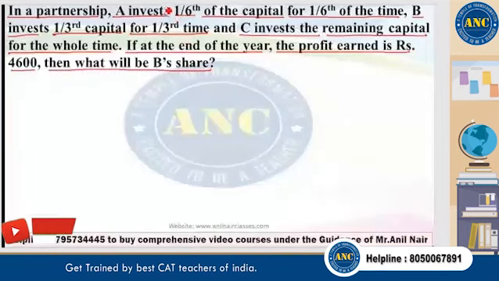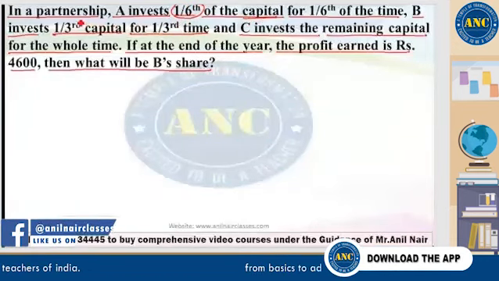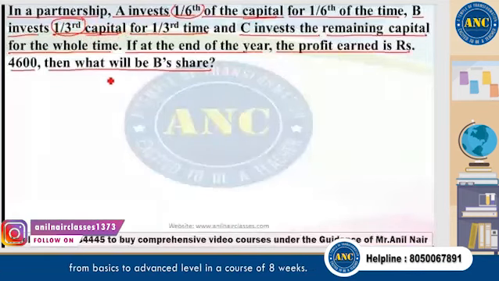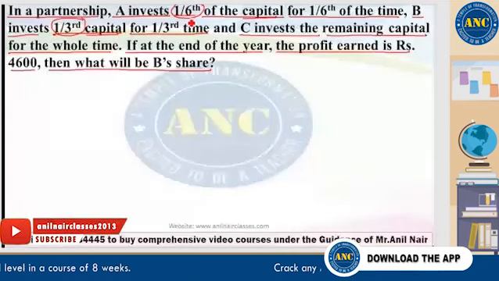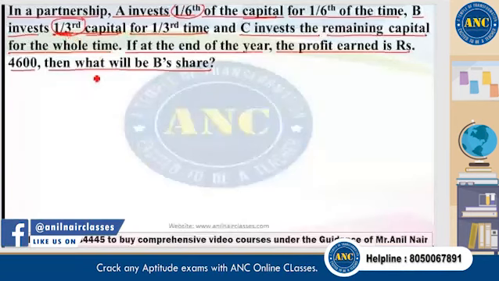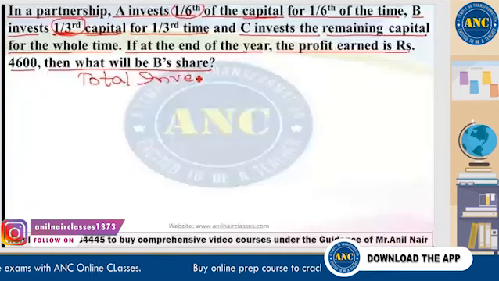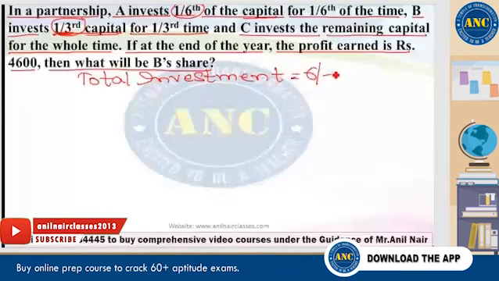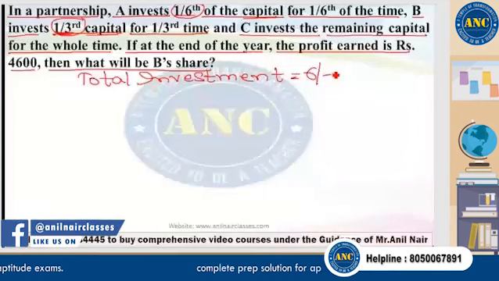Now see here, A invests 1/6 of the capital. Capital is nothing but investment. B invests 1/3 of the capital. So for investment, the fractions are 1/6 and 1/3. The LCM of 6 and 3 is 6. So I will assume my total investment as 6 rupees. This is my assumption.